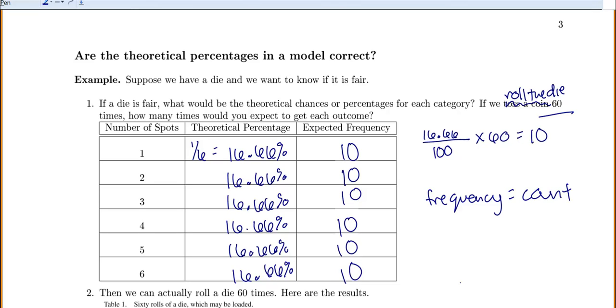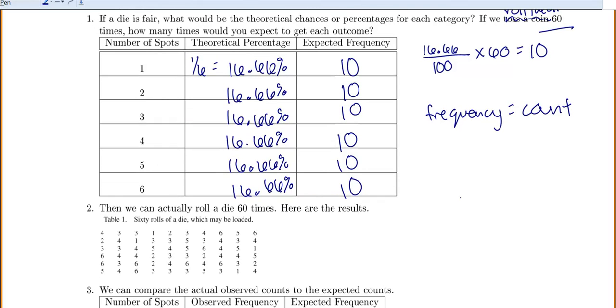So when we roll the die 60 times, we'd expect to get 10 ones, 10 twos, 10 threes, 10 fours, 10 fives. Now we're not going to get exactly 10 of each, but it should be something close to 10 of each. So now that we figured out what we should get, let's actually roll the die 60 times.